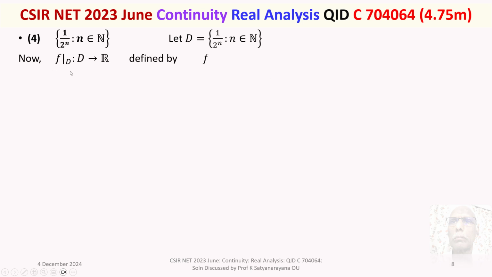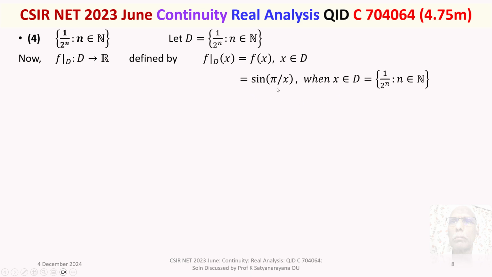f restricted to capital D is a function from D to R defined by f restricted to D of x is equal to f of x, x belongs to D, is equal to sin of pi by x, x belongs to D is 1 by 2 power n, n belongs to N. So wherever there is x, you write 1 by 2 power n, and that is sin of 2 power n into pi, n belongs to N. So when n belongs to N, 2 power n is always even. So the even multiples of pi of sine. Sine of even multiples of pi is always 0 for all x belongs to D.